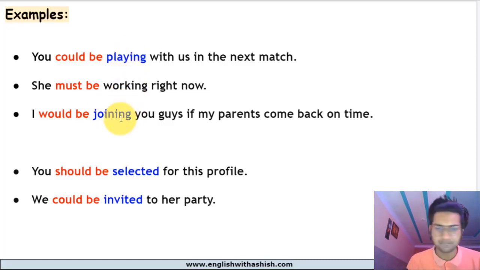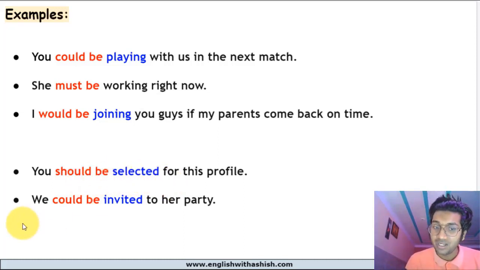Playing, working, joining. Okay. These can also be followed by a past participle. You should be selected for this profile, and this is the passive voice. This is the active voice and this is the passive voice. You should be selected, right? Somebody should select you. You should be selected for this profile.